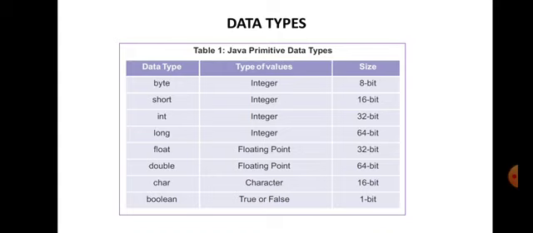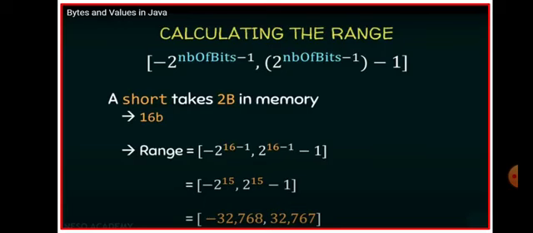So next we will move on to how we will calculate the range. The formula is -2^(n-1) comma 2^(n-1) - 1, where n is the number of bits. Now this is the formula which is very important.